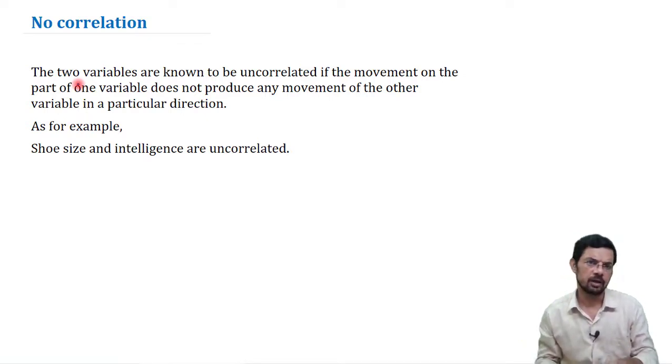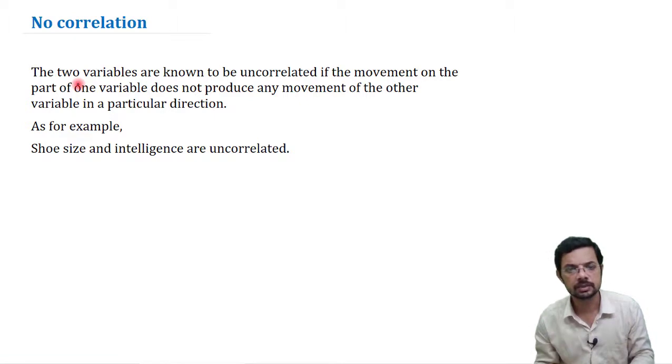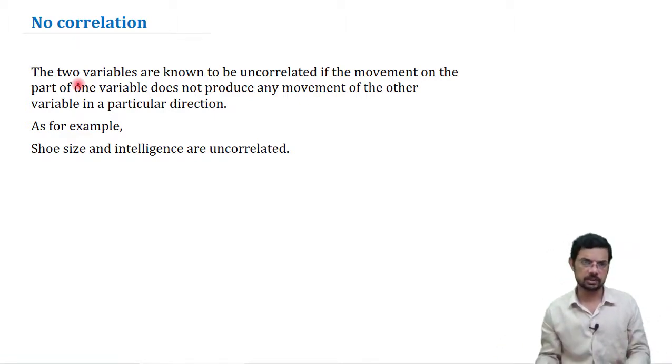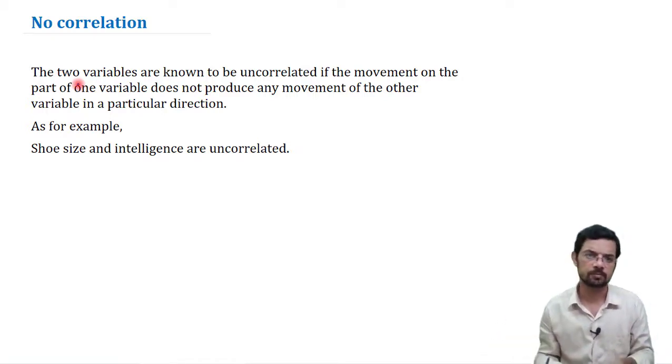For example, if the shoe size of a person increases, can you say that the intelligence of that person also increases? No, they are totally unrelated variables, right? Shoe size is one variable which is not at all related to the intelligence of the person.